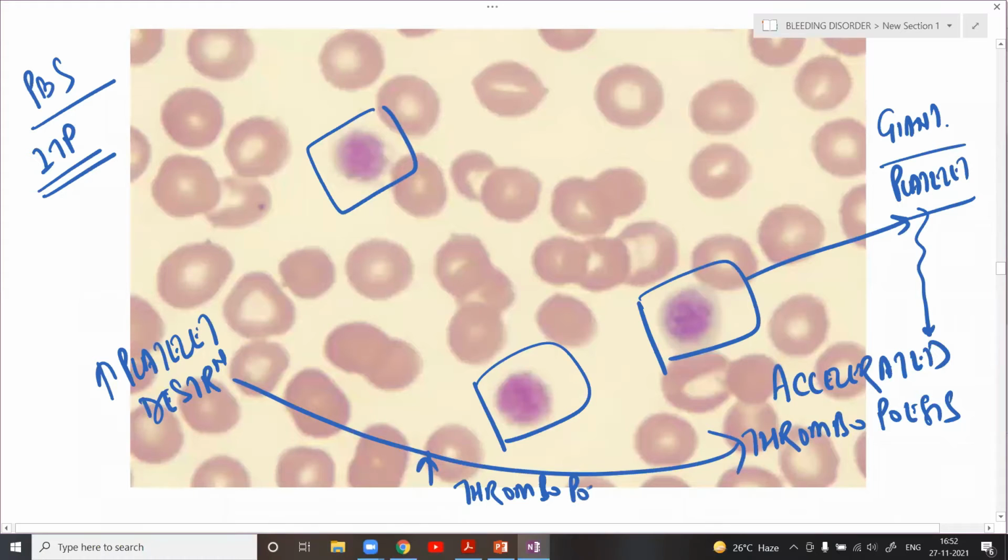Thrombopoietin. And this thrombopoietin is going to stimulate an excessive amount of platelet formation. And when it happens in excess, what will happen? The quality will be compromised, yes or no?